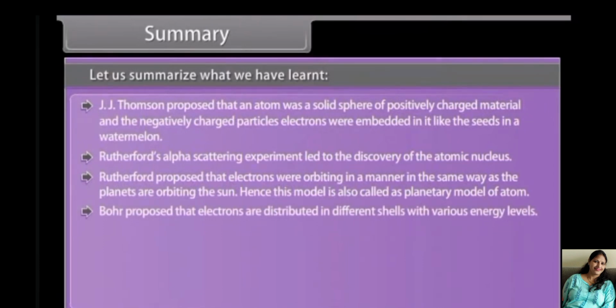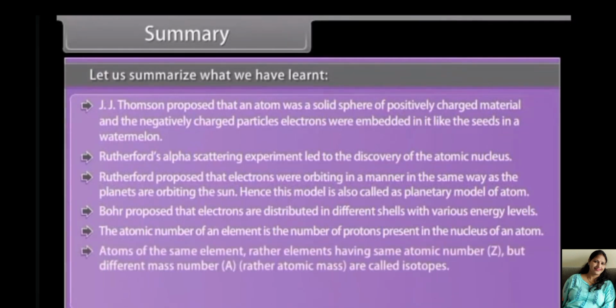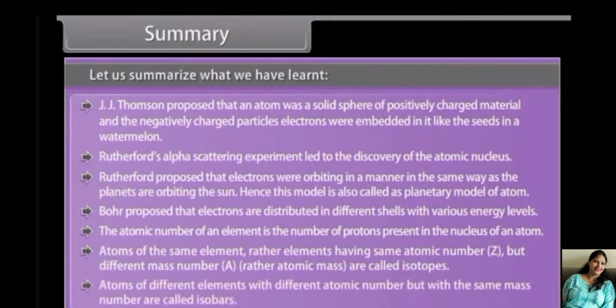Bohr proposed that electrons are distributed in different shells with various energy levels. The atomic number of an element is the number of protons present in the nucleus of an atom. Atoms of the same element having same atomic number but different mass number are called isotopes, and atoms of different elements with different atomic number but with the same mass number are called isobars.